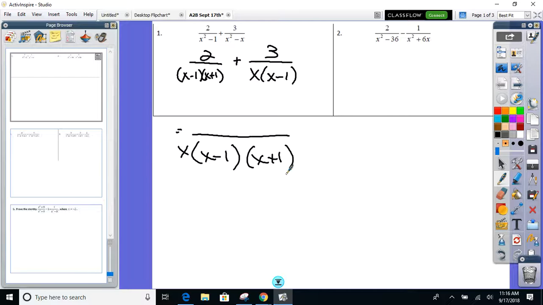Ready? First fraction. What are you going to multiply by? Look, I got the X minus 1. I got the X plus 1. What's the only thing I've got to multiply this by? X, yep. So this will get multiplied by an X. And that'll just leave me 2X on top.